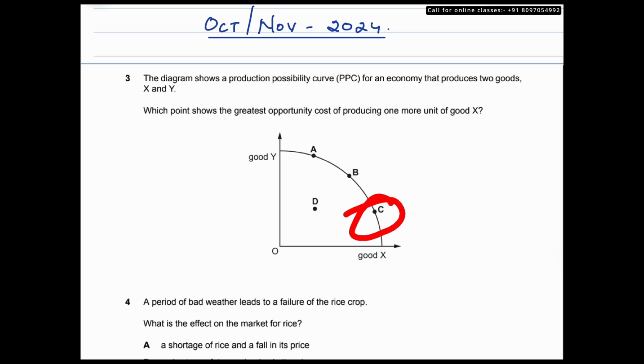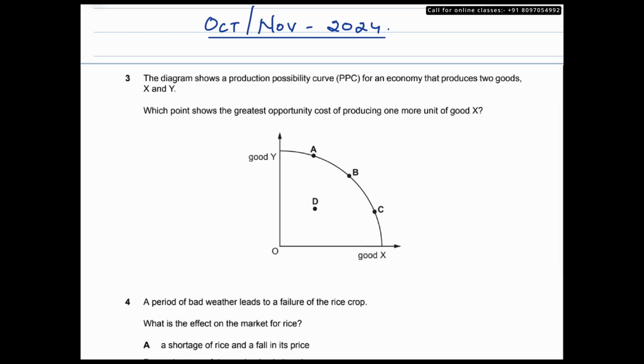So point C is the steepest part of the curve, furthest along toward good X on the horizontal X-axis, correct? So the sacrifice of good Y per extra unit of good X is greatest over here. Now let's take a look at why other points aren't.